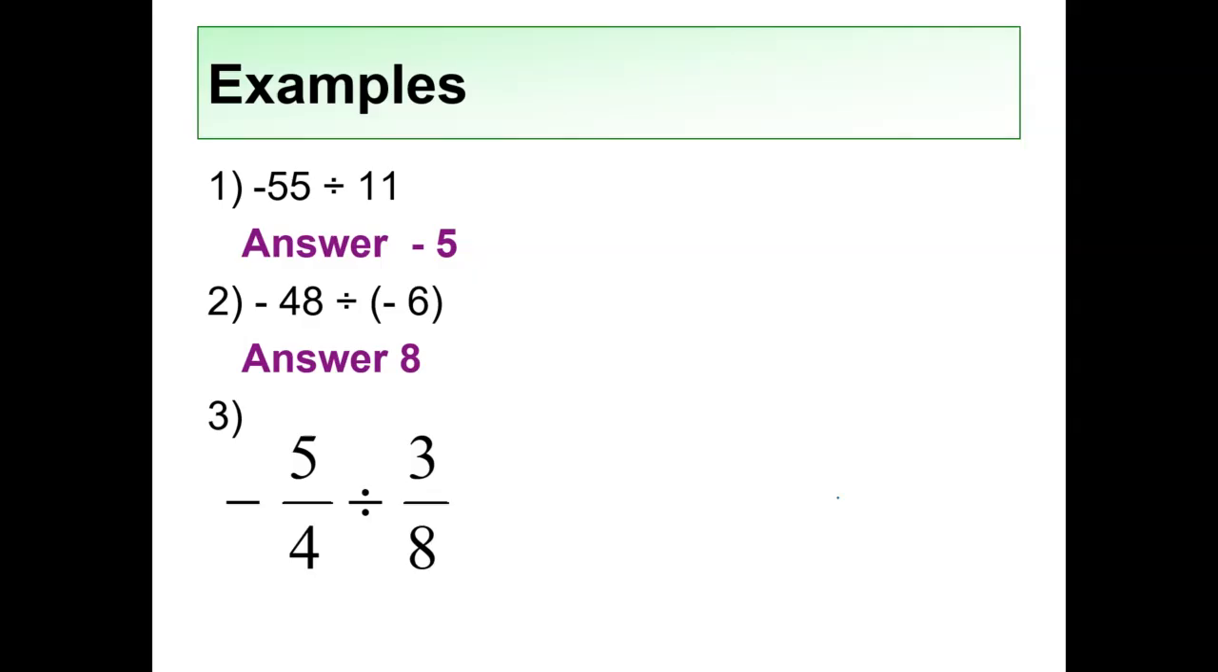Negative 5 over 4 divided by 3 over 8. Now when we divide, we need to remember that we switch the sign and flip. So negative 5 over 4 stays negative 5 over 4. And then dividing, I'll switch to multiplication. 3 over 8 will become 8 over 3. So we simply change the dividing problem into multiplication. Now let's reduce 4 and 8 first. 4 divided by 4 is 1. 8 divided by 4 is 2.